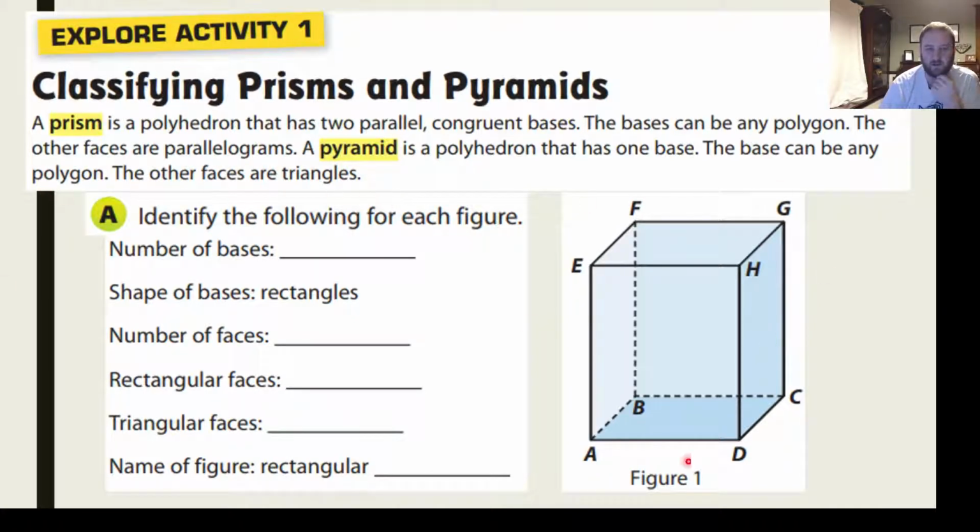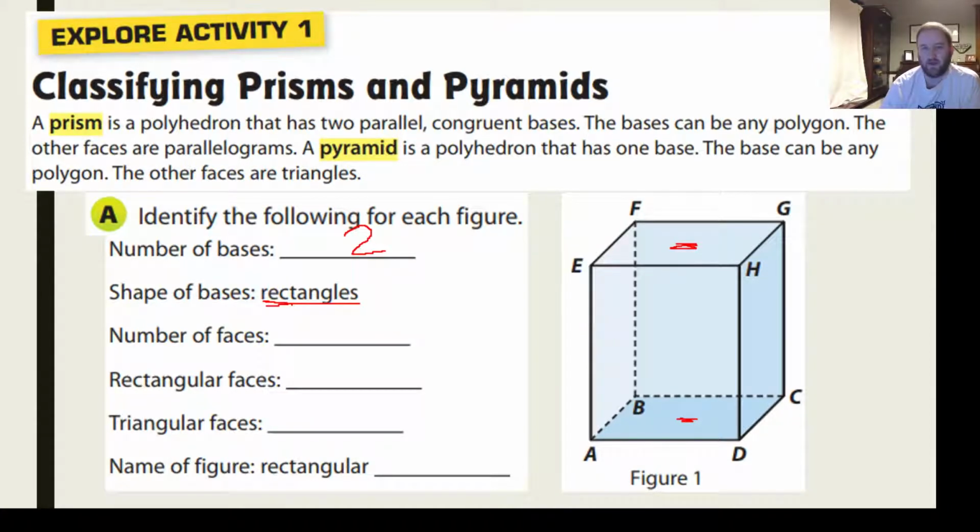So if we look at our first shape here, figure 1, it says identify the following for each figure. The number of bases. Well, if we count the number of bases, there's one here at the bottom and one here at the top, so there are 2 bases in this figure. The shape of those bases are both rectangles.